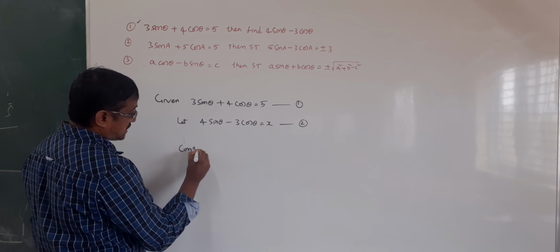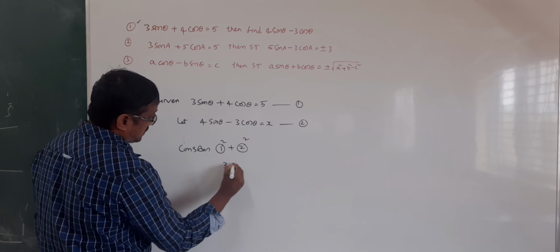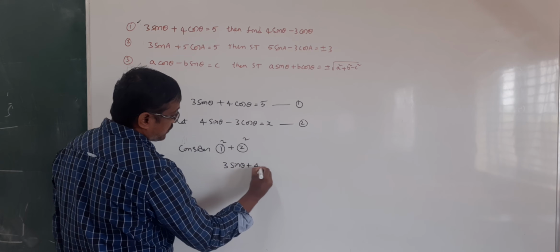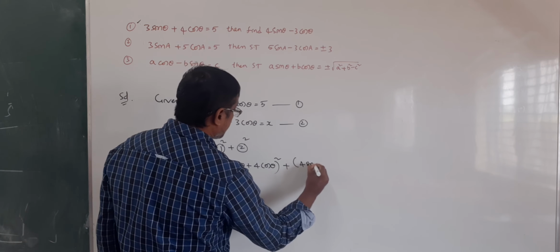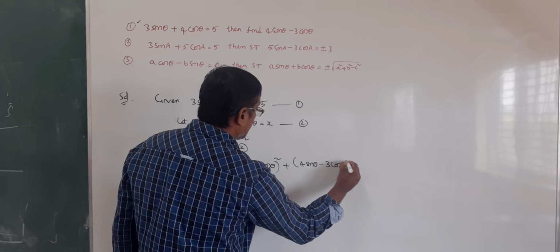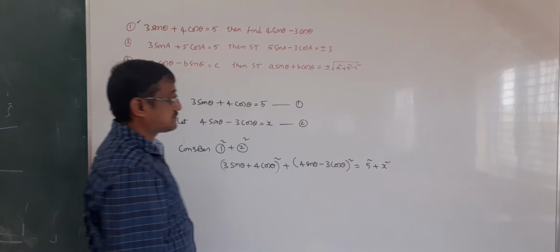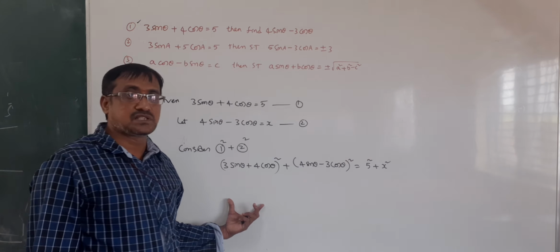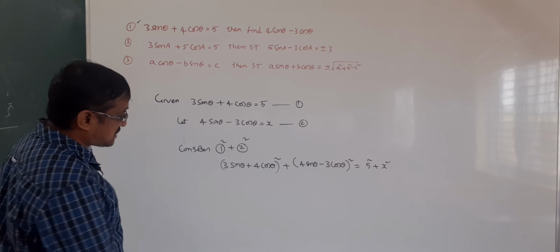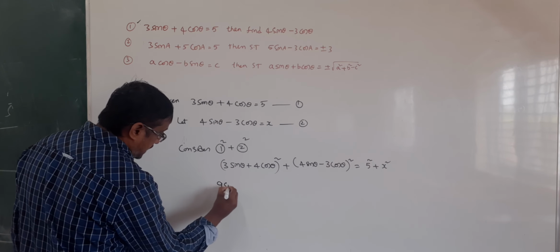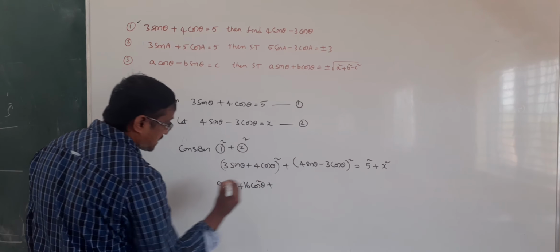Now let us consider 1 square plus 2 square. That will be (3 sin theta plus 4 cos theta) whole square plus (4 sin theta minus 3 cos theta) whole square, so you will get 5 square plus x square. Now this is (a plus b) whole square, which is a square plus b square plus 2ab. So you will get 9 sin square theta plus 16 cos square theta plus 2ab.